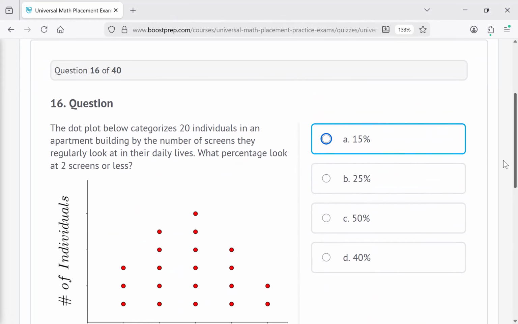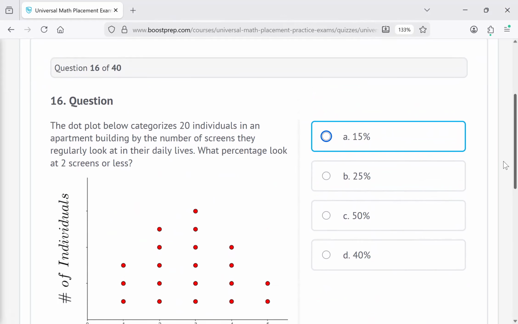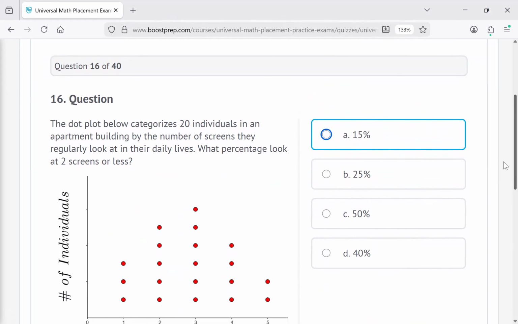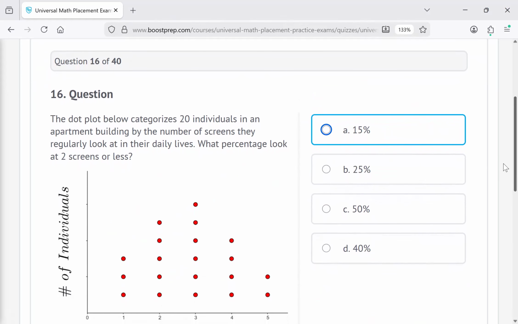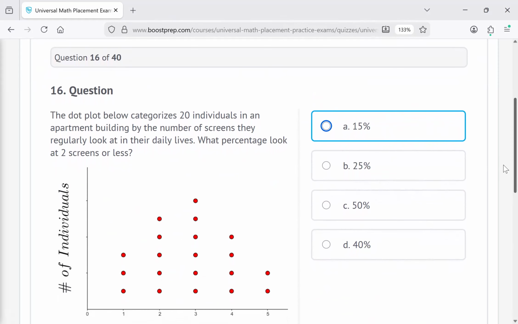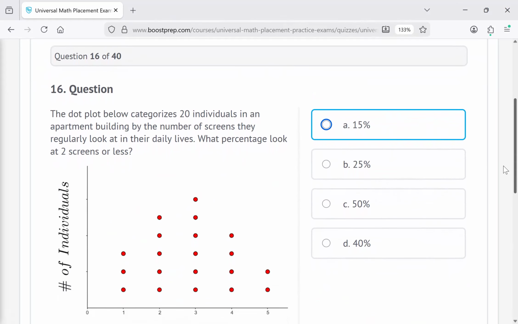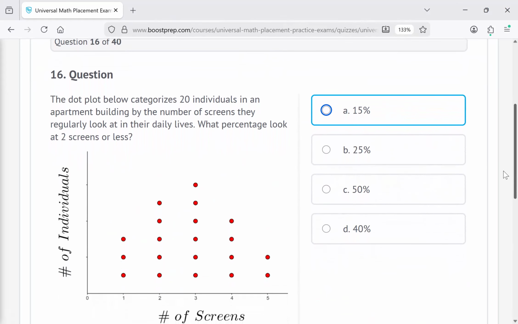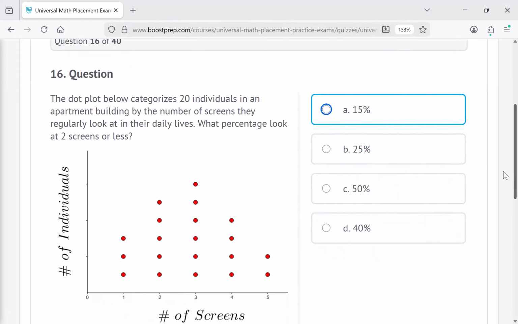Question 16. The dot plot below categorizes 20 individuals in an apartment building by the number of screens they regularly look at in their daily lives. What percentage look at 2 screens or less? What you've got to do is figure out how many people there are in total. So let's figure out the totals.